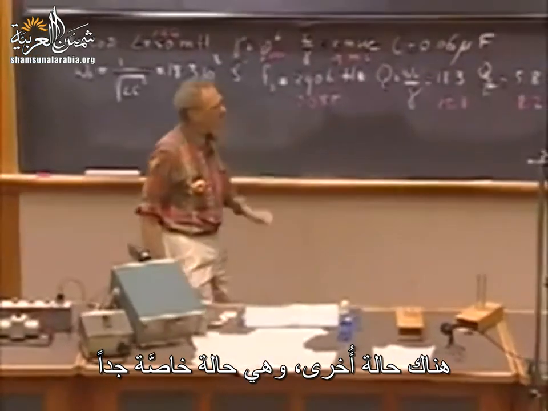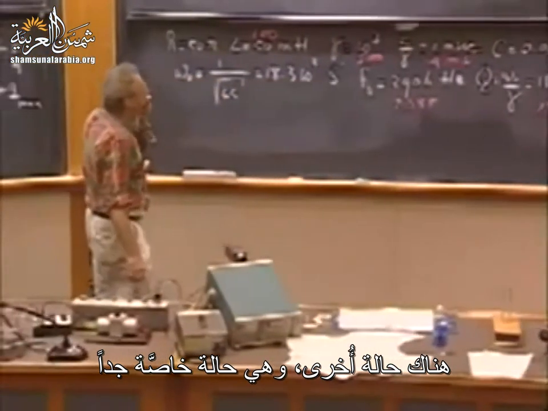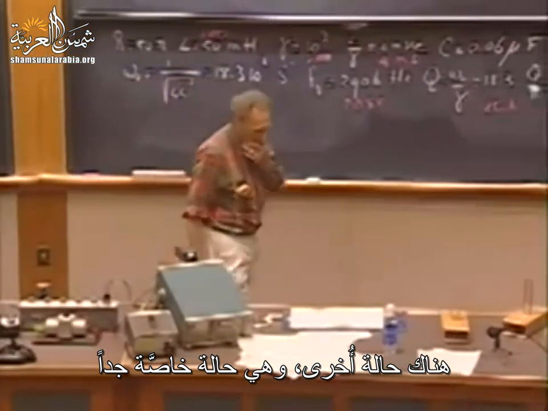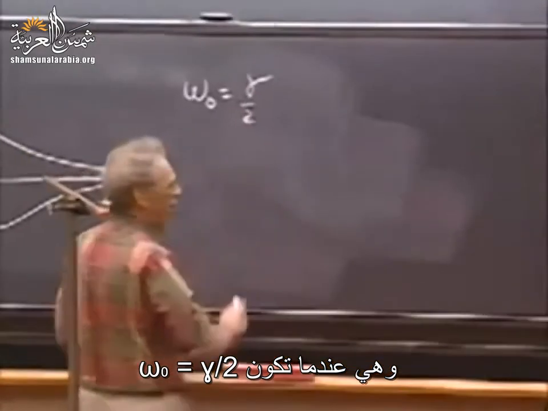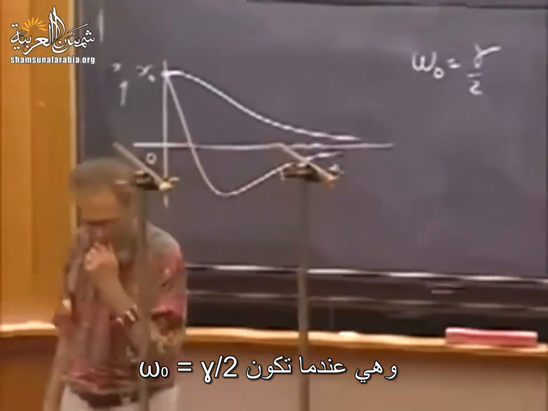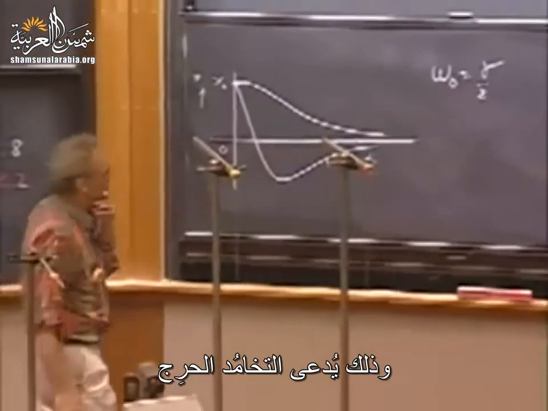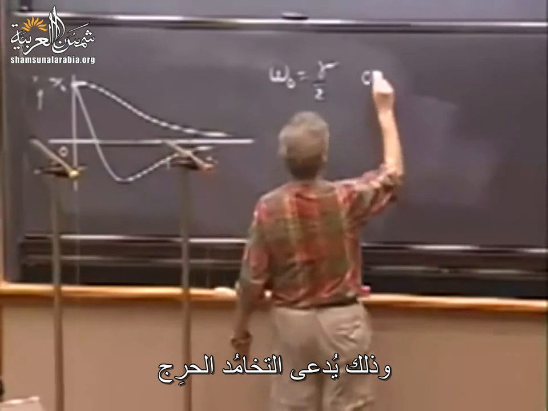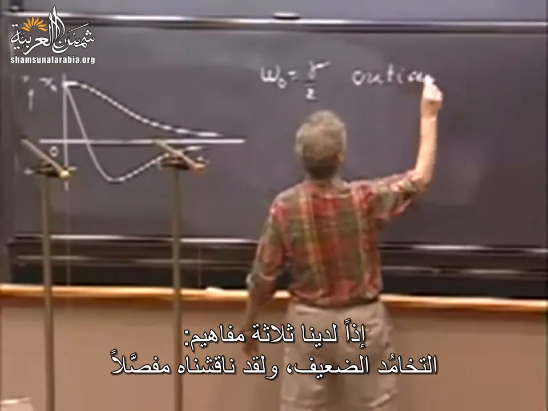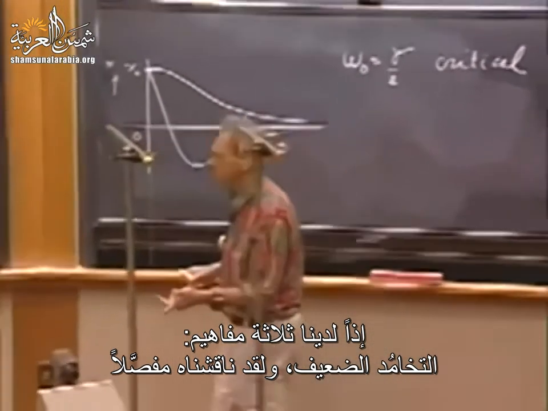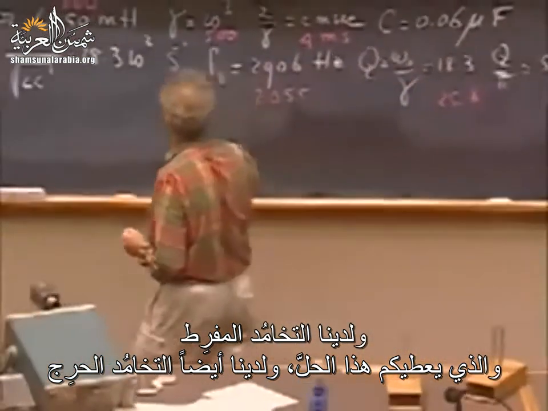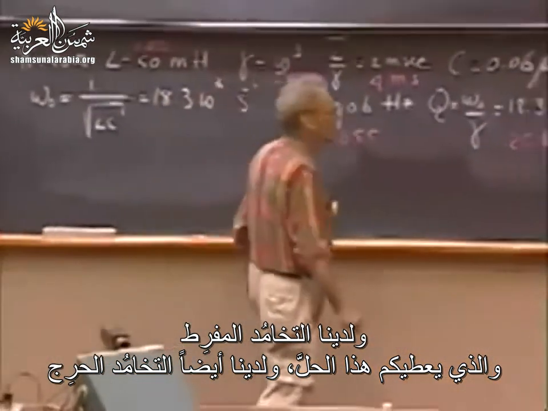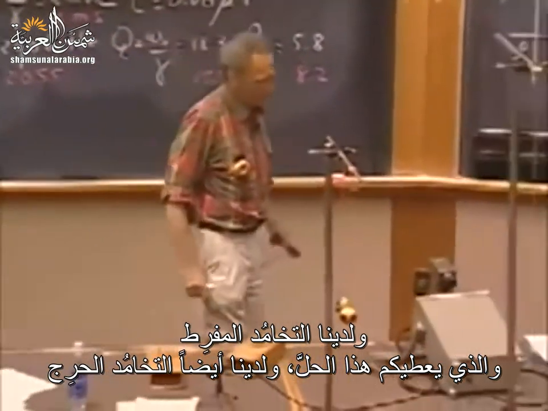There is one more case, which is a very special case, and that is when omega 0 is exactly gamma over 2. And that's called critical damping. So we have 3 domains: under damping, we did that in detail, then you have over damping, which gives this solution, and then you have critical damping.